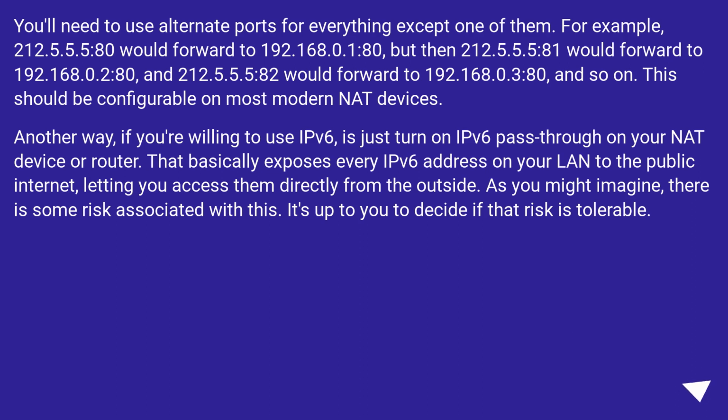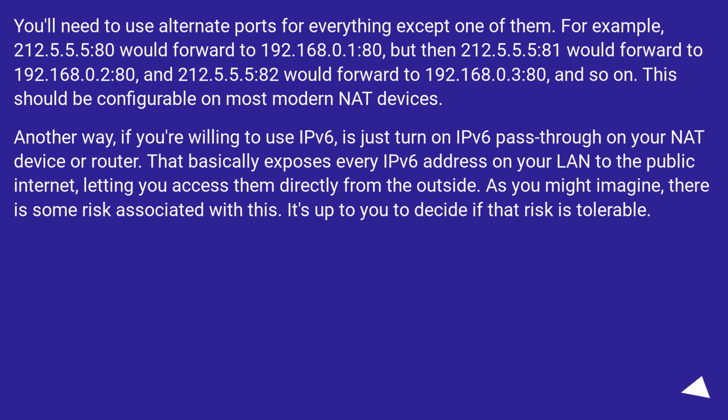You'll need to use alternate ports for everything except one of them. For example, 212.5.5.5:80 would forward to 192.168.0.1:80, but then 212.5.5.5:81 would forward to 192.168.0.2:80, and 212.5.5.5:82 would forward to 192.168.0.3:80, and so on. This should be configurable on most modern NAT devices.